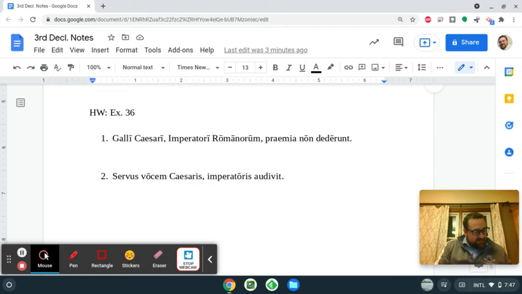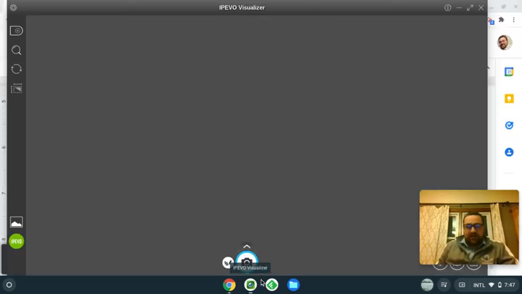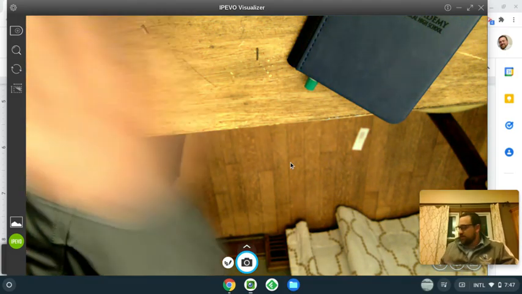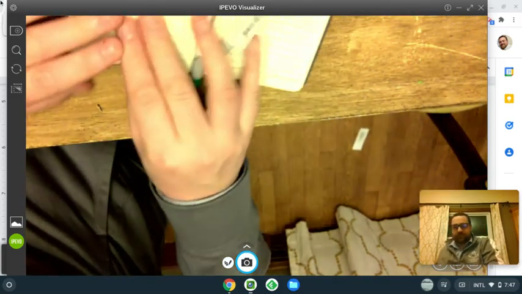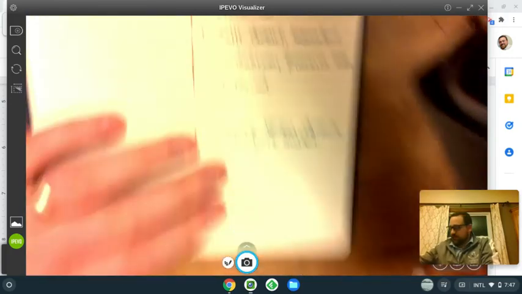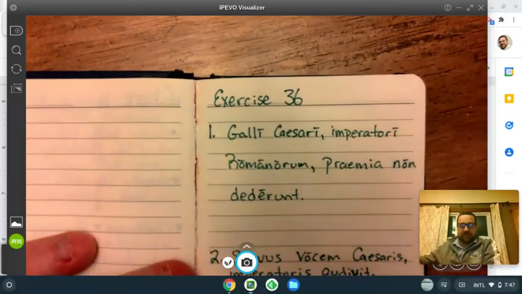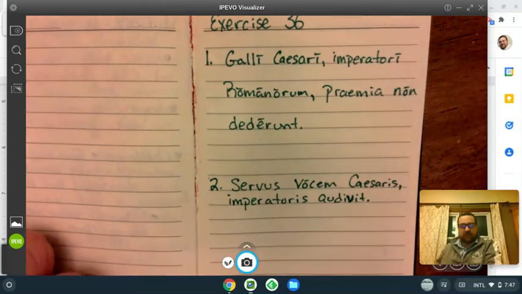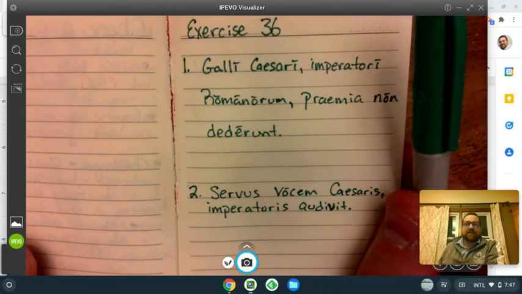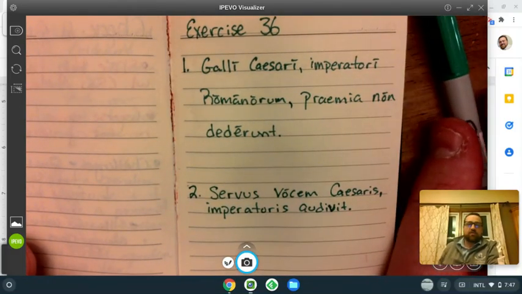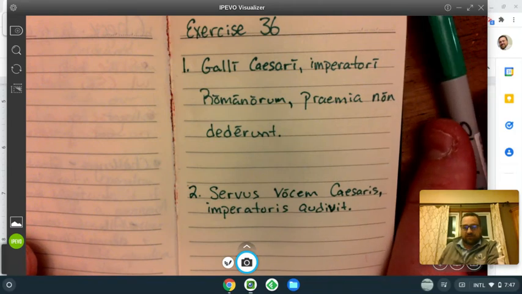It also asks you to diagram sentences 2, 3, and 7, and I will do diagramming of sentence 2, and I'm going to ask you to try 3 and 7, okay? And so in order to do that, it would be easier to show you on here, I suppose. All right, exercise 36. So the first sentence is Galli Caesari Imperatori Romanorum praemia non dederunt.